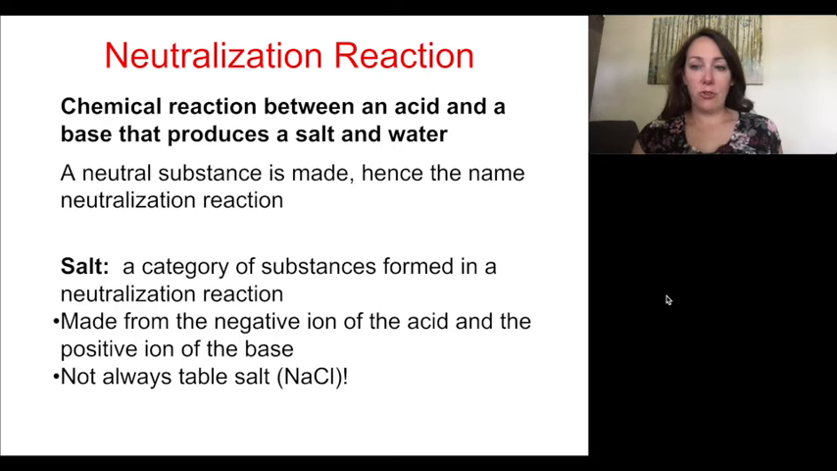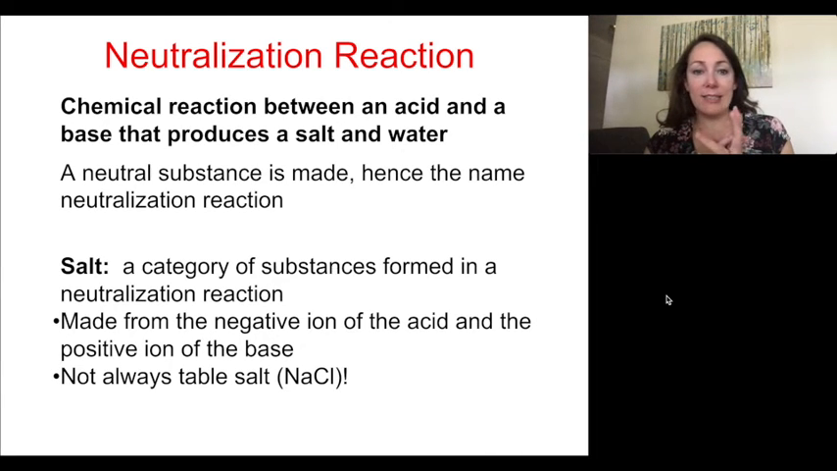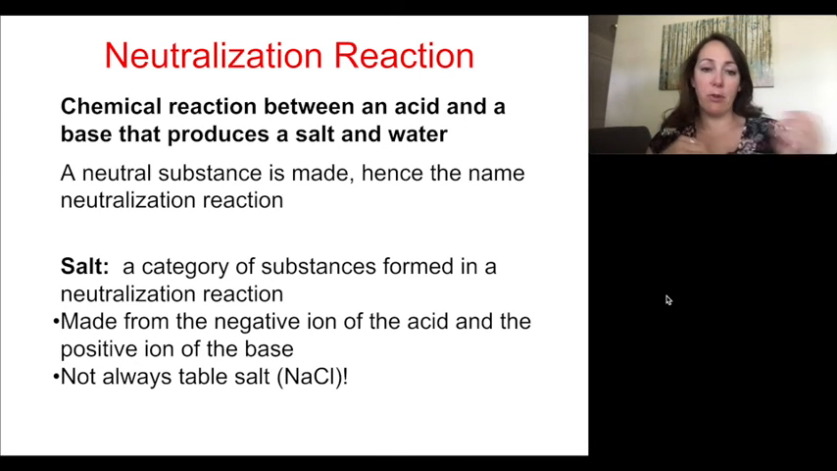So let's talk about neutralization reactions now. These are chemical reactions between an acid and a base. So you're mixing acids and bases, and that produces a salt and a water all the time. You're going to wind up with a salt and you're going to wind up with a water. So a neutral substance is made when you go through a neutralization reaction, which is why the name has neutral in the name.